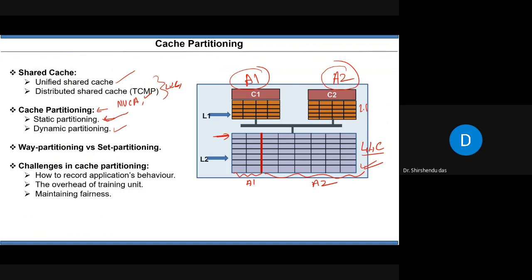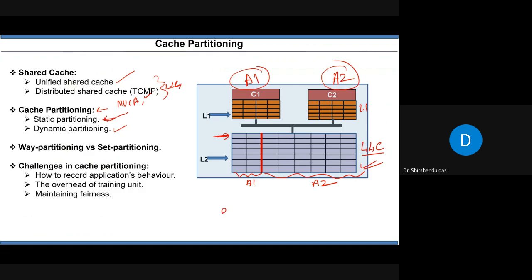So why is static partitioning not an effective solution? Because it may be possible that the demand of a running application may change dynamically. Suppose at this moment A2 needs more space and A1 needs less space, but after some time it may be possible that A2 needs less space and A1 needs more space. At this moment, if it is static partitioning, then you cannot change the partition and performance will degrade. So dynamic partitioning means it will dynamically observe the behavior of each application that is running in the core, and then based on this, the partition will change dynamically after a fixed cycle, a fixed period.